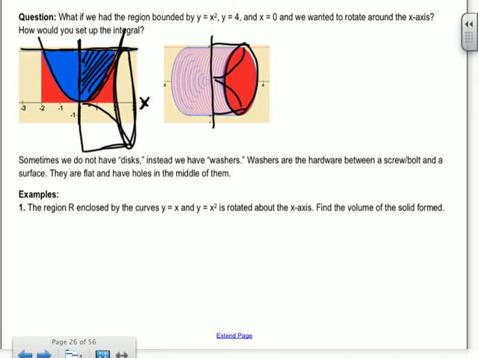This is what we call the washer method. It's similar to the disc method. You're still using discs, but then you're subtracting out an inner disc. Do you guys know much about tools? Do you know what a washer is? Washers are a little piece of hardware that has a circle in between it. It's flat.